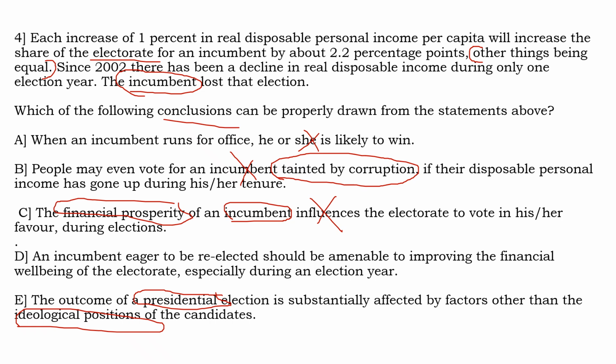The second problem is it's substantially affected by factors, plural. As per our passage, it is talking about one factor other than the ideological position. That is the real disposable income of the electorate. But this statement is making a conclusion that there must be some other factors like this. This is called a far-fetched conclusion, because from the passage we know that there is one factor other than the ideological position of the candidate that decides the outcome of an election, whereas the option states that there might be many other factors like this. So the option is assuming that just like the factor that is stated in the passage, there might be other factors which we don't know. That is why this is a far-fetched conclusion, so not a good conclusion. So that is why option D is the only good conclusion available to you, which can be properly drawn from the statements above.